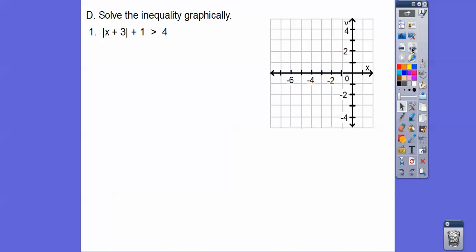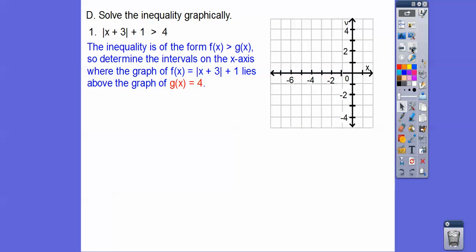All right, so solve this inequality graphically. What we're going to do is treat this as f of x, and we're going to treat 4 to be g of x.